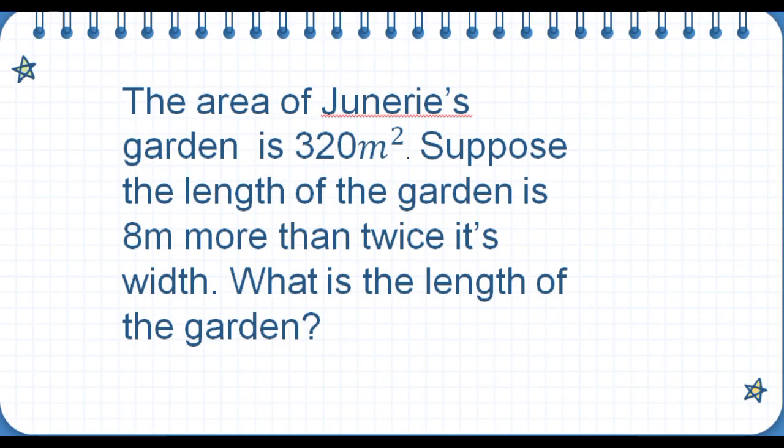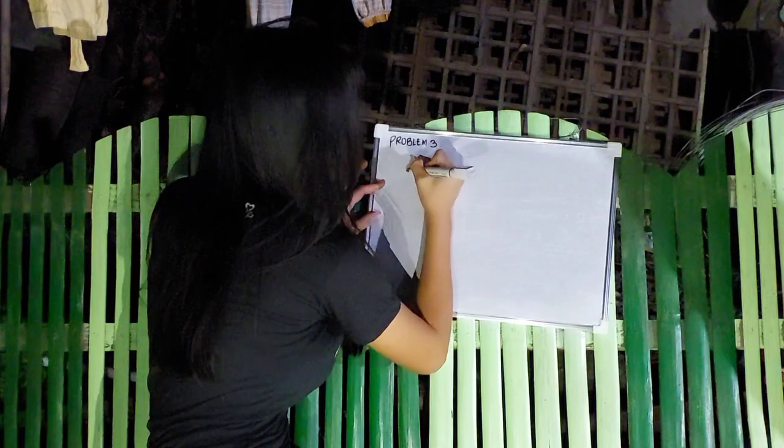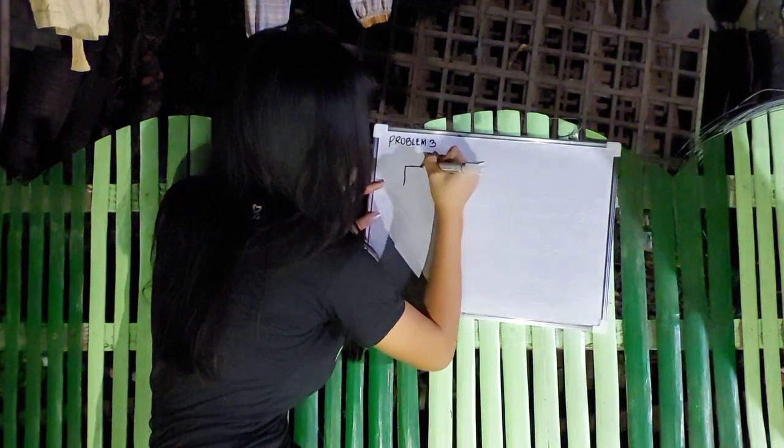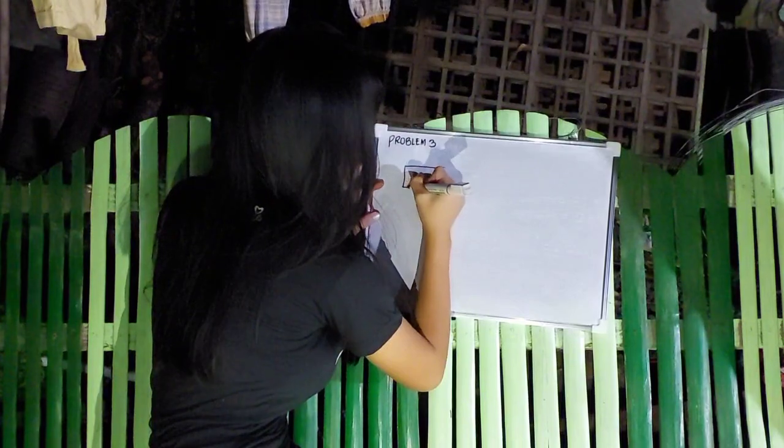So for the last problem, the area of Junri's garden is 320 meters squared. Suppose the length of the garden is 8 meters more than twice its width. What is the length of the garden? Let us first understand the problem. So let us draw a rectangle.